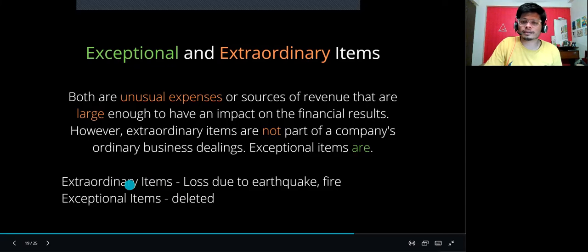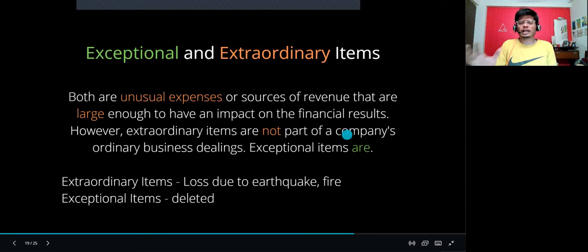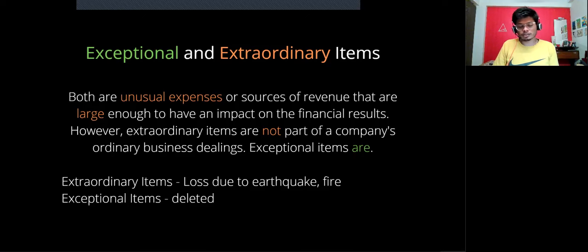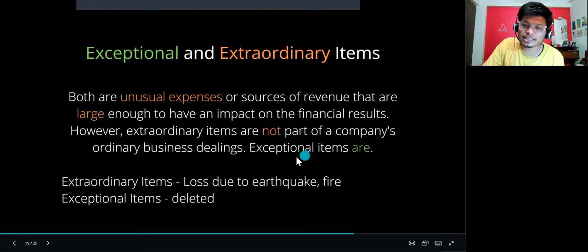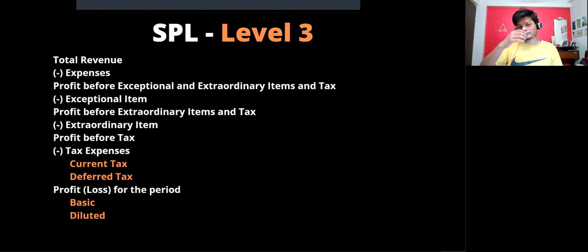is called extraordinary item. Okay, and exceptional items have been deleted from the format going forward, but I hope you get the point. So any exceptional items are those items which are irregular occurring items, which are basically within the purview of your ordinary business but are irregular. Got it? Now let's go back to my balance sheet for profit and loss format.